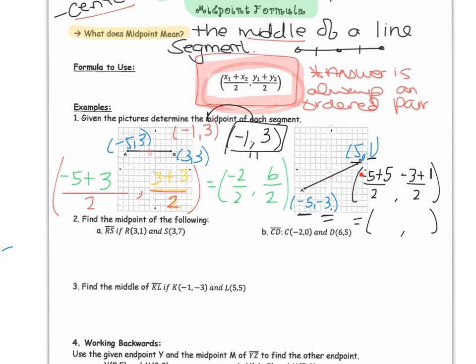-5 plus 5 is 0. 0 divided by 2 is 0. -3 plus 1 is -2. -2 divided by 2 is -1. But sure enough, if I were to go and plot 0, -1, it's exactly where I eyeballed it.